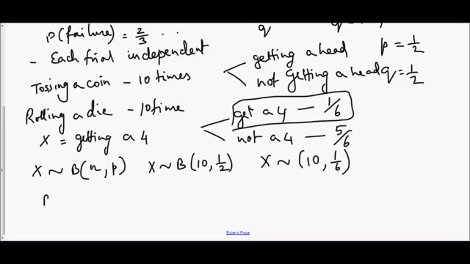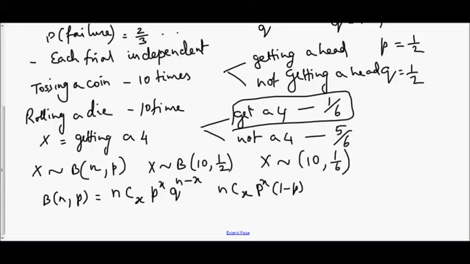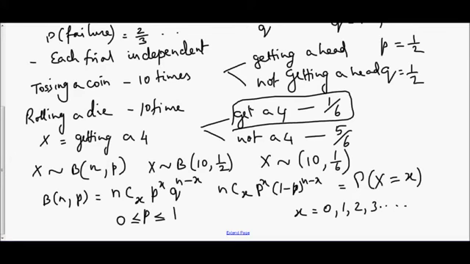And the formula for a binomial distribution is nCx p to the power of x q to the power of n minus x. You can also write this as nCx p to the power of x, 1 minus p to the power of n minus x, and this is the probability of the random variable taking the value x. And as we have told, this is a discrete distribution, therefore the values of x are discrete and they take values like 0, 1, 2, 3, etc. Also, since p is a probability, it is between 0 and 1.